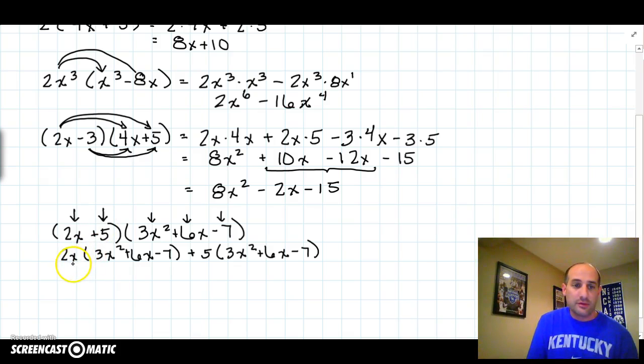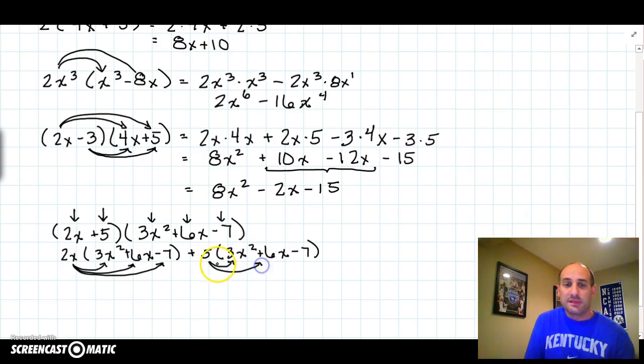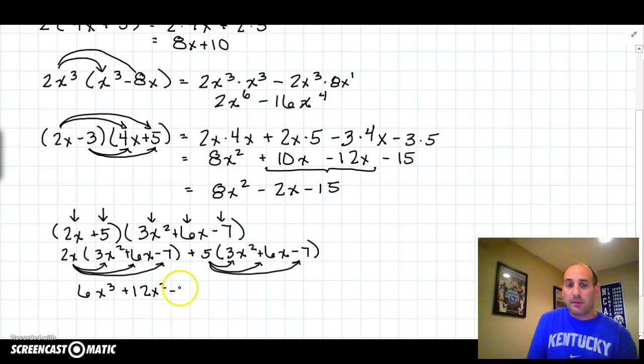So when we look at that, now I can do 2x times 3x squared, 2x times 6x, and 2x times negative 7. That's 3 of the little multiplication problems we have. And I can also do 5 times 3x squared, 5 times 6x, and 5 times negative 7. So I'm going to go through that in this next step. Remember, x times x squared is going to be x cubed. So 6x cubed, 2x times 6x is 12x squared, and then minus 14x. That's the first 3 multiplication problems over here. Now I multiply through by a 5. 15x squared, 30x, minus 35.